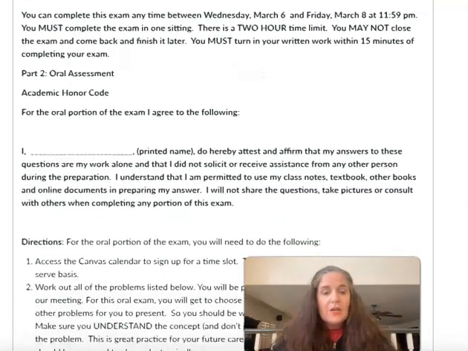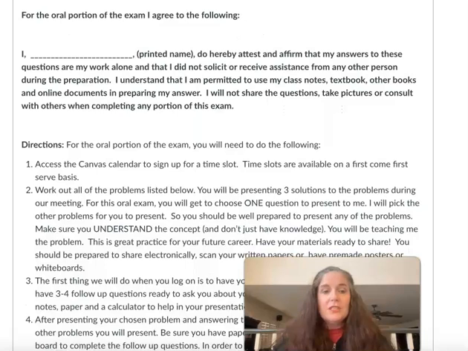And there is an academic honor code, so please make sure you pay attention to this. You are saying that all of the answers are your work alone and you didn't solicit or receive assistance from any other person during the preparation. That would include non-people, so Google, ChatGPT, anything like that, Chegg. Don't use those sources. That's academic dishonesty. You are permitted to use your class notes, your textbooks, and other stuff I have provided you online when you prepare your answer.